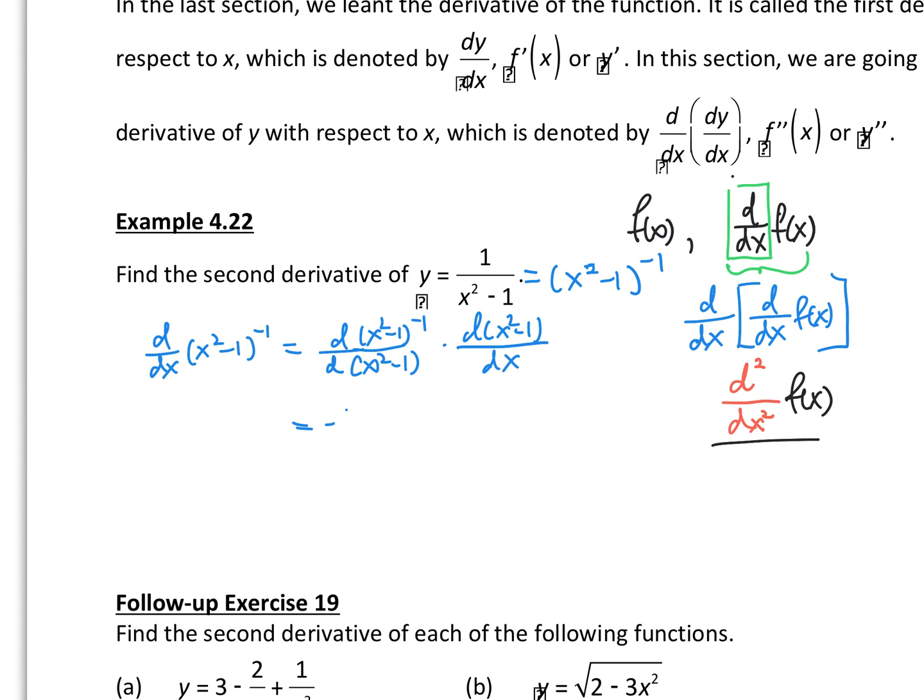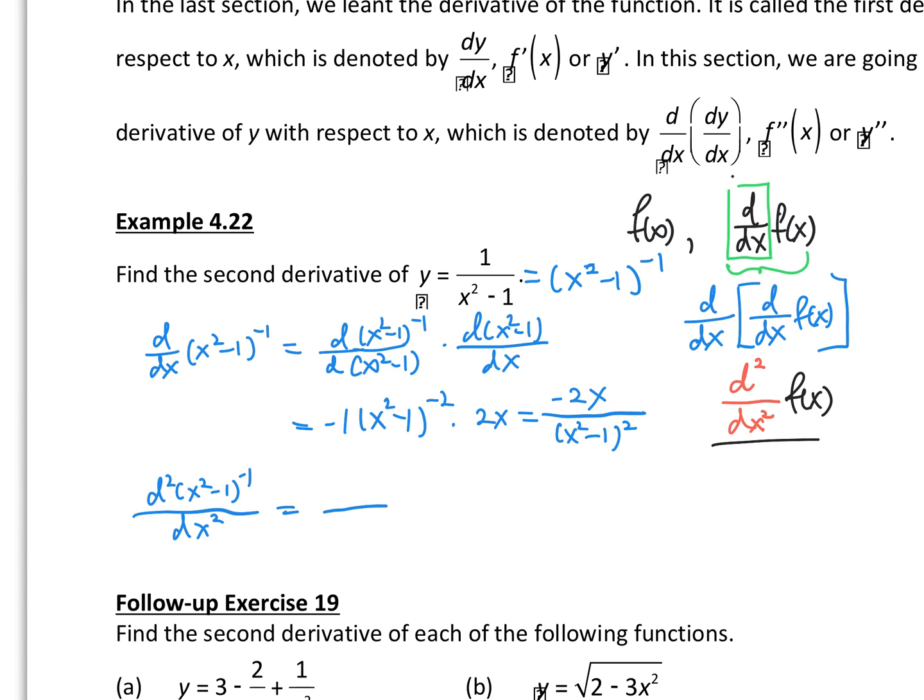And then write down the degree minus 1, and times this is 2x. So it's negative 2x over x squared minus 1 squared. I want to find the second derivative. So you need to find the derivative of the first derivative. Now this time I will use the quotient rule.